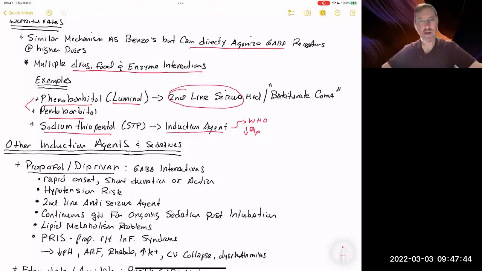Now, phenobarbital tends to be used a little more commonly, and phenobarbital can be used as a second-line seizure medication. So let's say that you have tried benzodiazepines, which tend to be our frontline medications for managing acute seizures, and that is not working. You might look at adding a barbiturate like phenobarbital in.